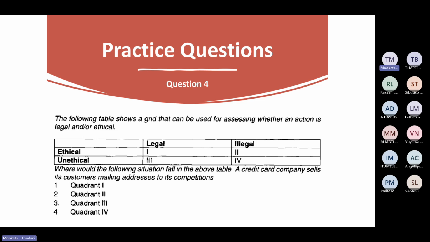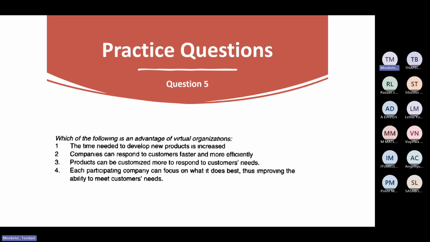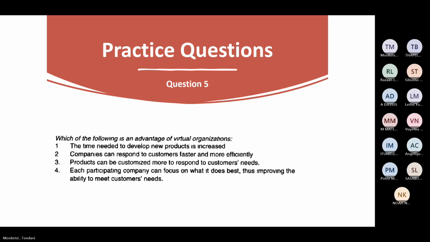Then next, I think this is our last question. Which of the following is an advantage of virtual organizations? The time needed to develop new product is increased. Companies can respond to customers faster and more efficiently. Or products can be customized more to respond to customers' needs. Or option 4, each participating company can focus on what it does best, thus improving the ability to meet customers' needs. Which one of these is an advantage of virtual organizations?